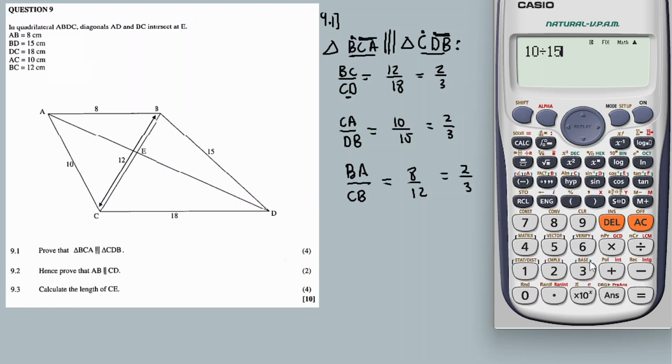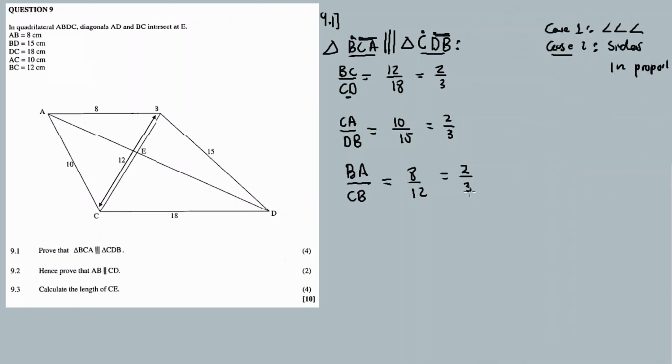10 over 15, 2 over 3. I like to confirm or check my answers. 2 over 3. Now, since the ratios are equal, it means that triangle BCA is similar to triangle CDB. How did we prove it? Sides in proportion, which is case number 2.